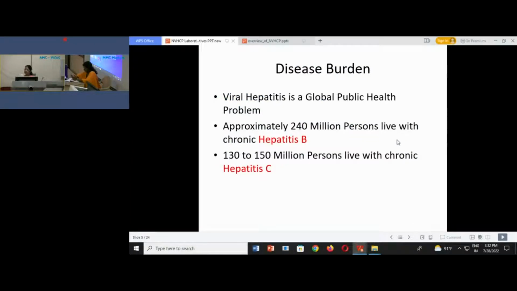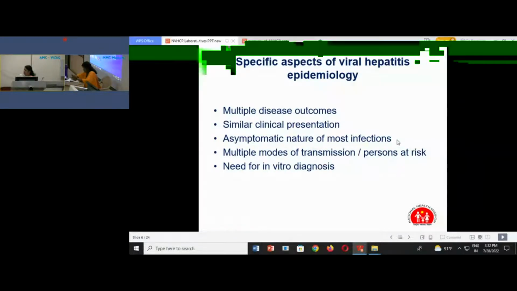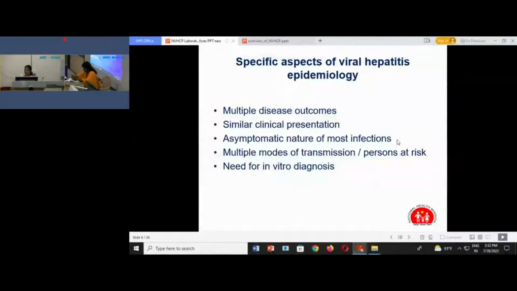Viral hepatitis is a global public health problem, and approximately 240 million persons live with chronic hepatitis B, and 130 to 150 million persons live with chronic hepatitis C. Specific aspects of the epidemiology of viral hepatitis are that it is a multiple disease with multiple disease outcomes and similar clinical presentations. To differentiate them, we have to do laboratory investigations and differentiate acute infections from chronic infections.